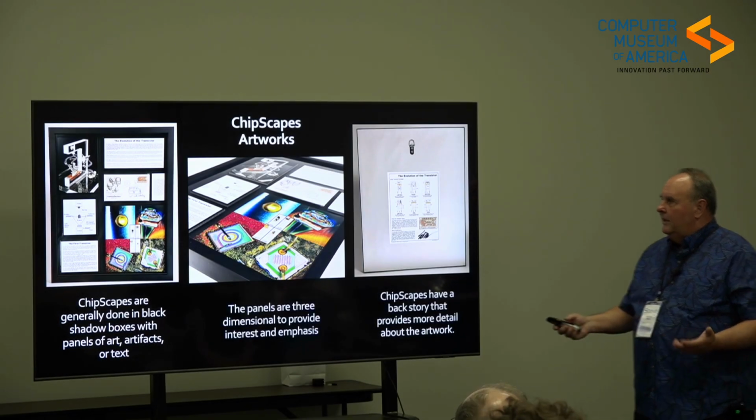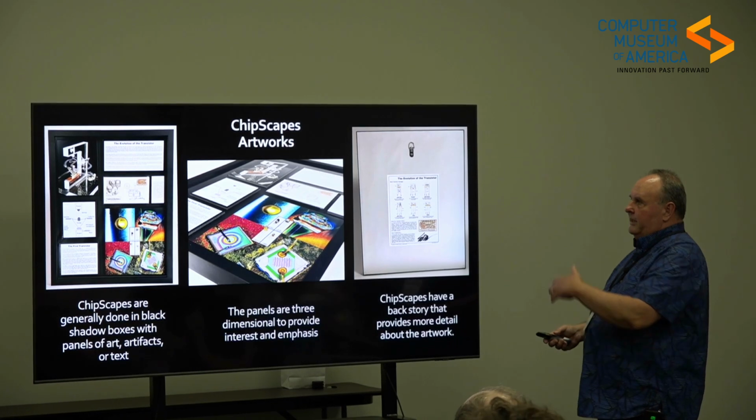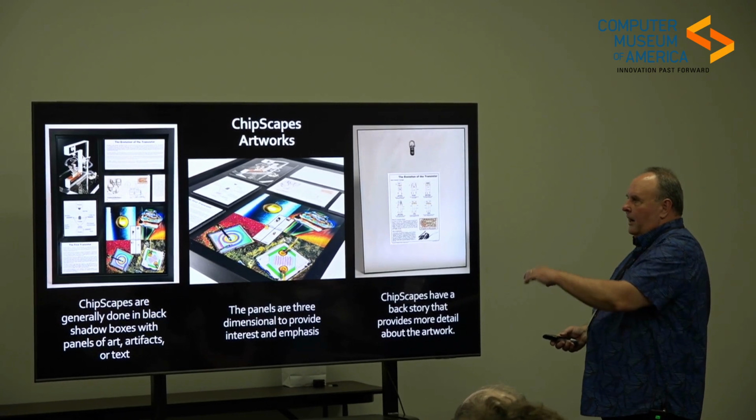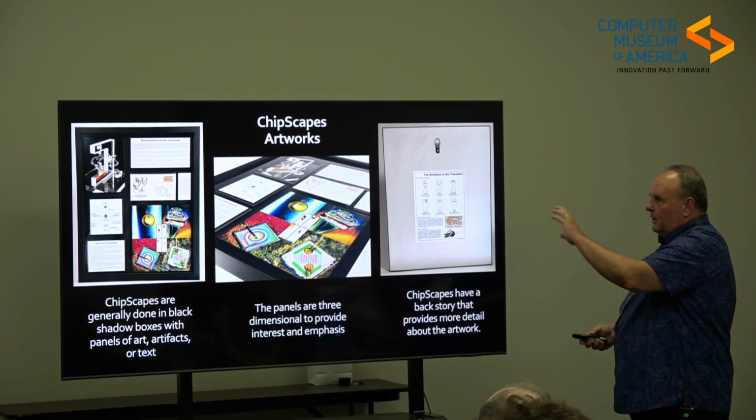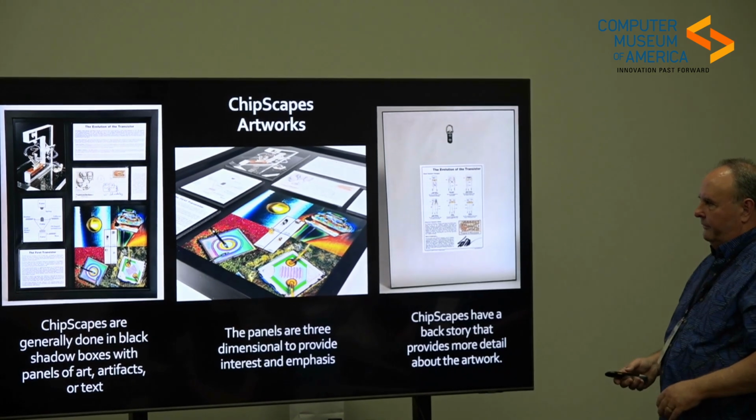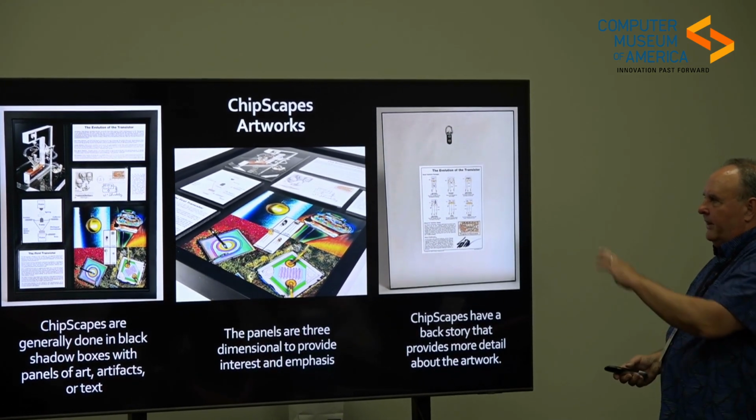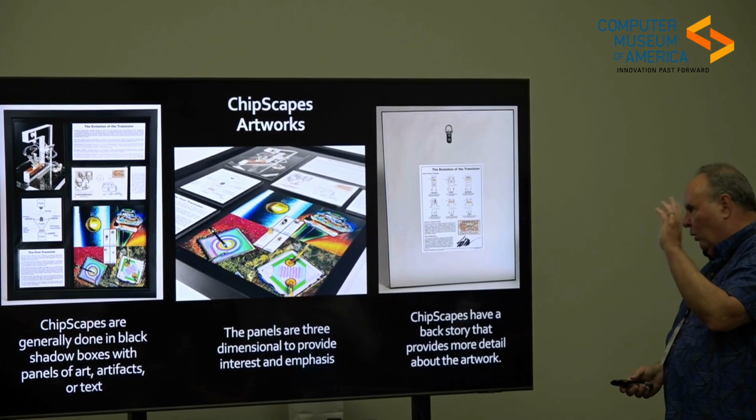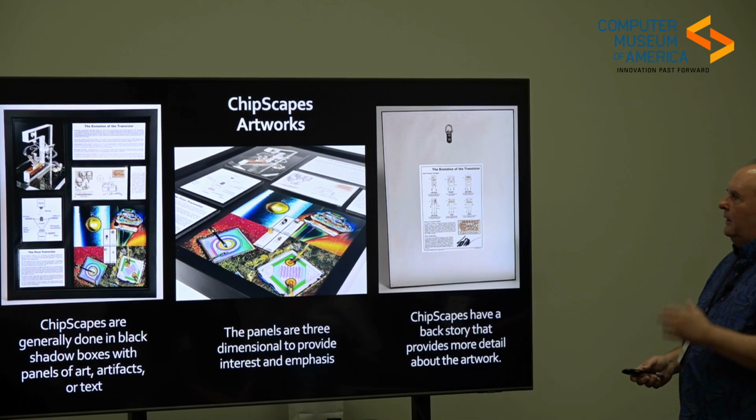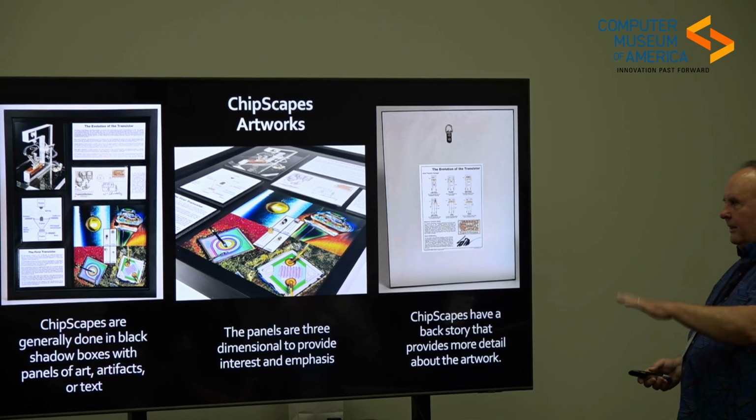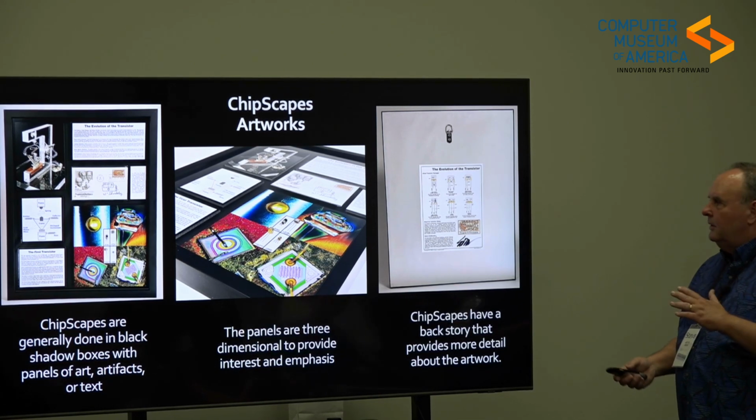But the idea is it's done in a shadow box frame. I build it in panel form. I have the various artifacts, transistors, chips, boards, whatever I want to put in there. And I build them up, and I kind of make it sort of look like a chip as I'm doing this.